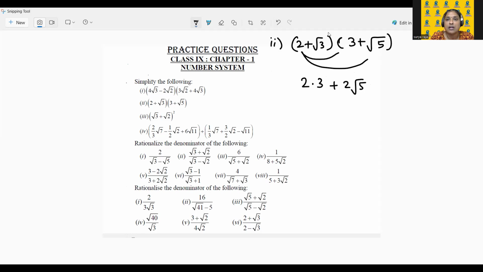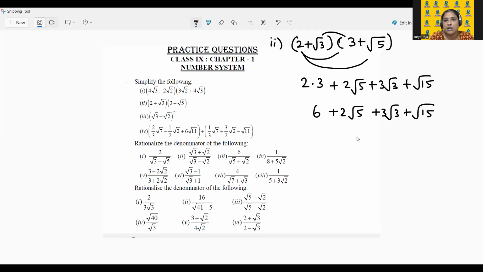Here, root 3 times 3, both have plus sign, 3 root 3. Again, root 3 times root 5 plus root 15. Okay, now 6 plus 2 root 5 plus 3 root 3 plus square root of 15.